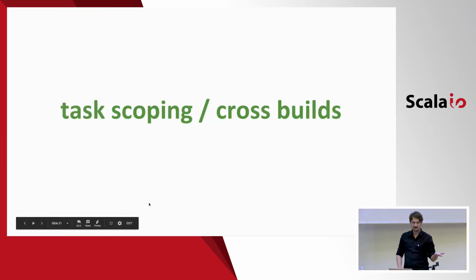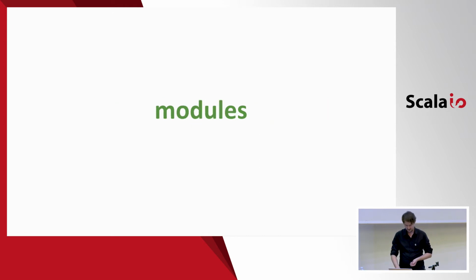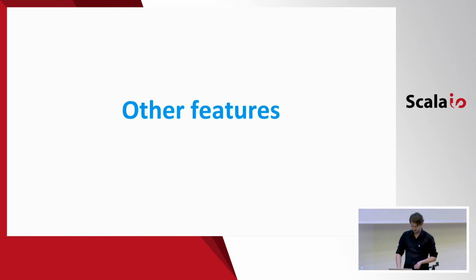Nesting combined with subclassing can be used to basically create different versions of the universe, which is essentially task scoping. It can also be used for cross builds with different Scala versions. You can even have a def that has a list of different builds and do something there. It can be used to support modules.